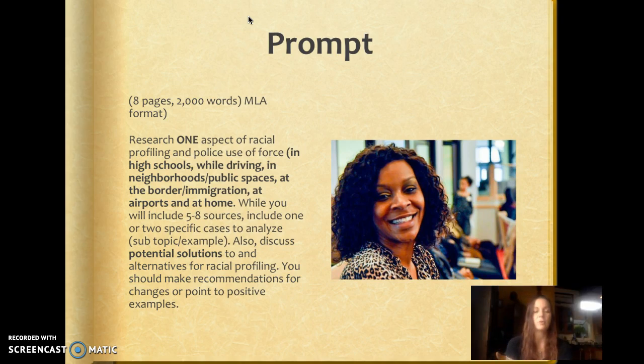So here's the prompt. You're looking at around 8 pages, 2,000 words, that general area. One aspect of racial profiling, 5 to 8 sources, and you're going to find a case that you're going to dig into in a little more detail, and that case is going to be your research presentation. As far as the research paper, that case is only going to be either a subtopic or a hook in your research, or an example. Your paper should also focus on alternatives for racial profiling and recommendations for positive change. So looking at police departments that are doing a good job with something, looking at solutions.